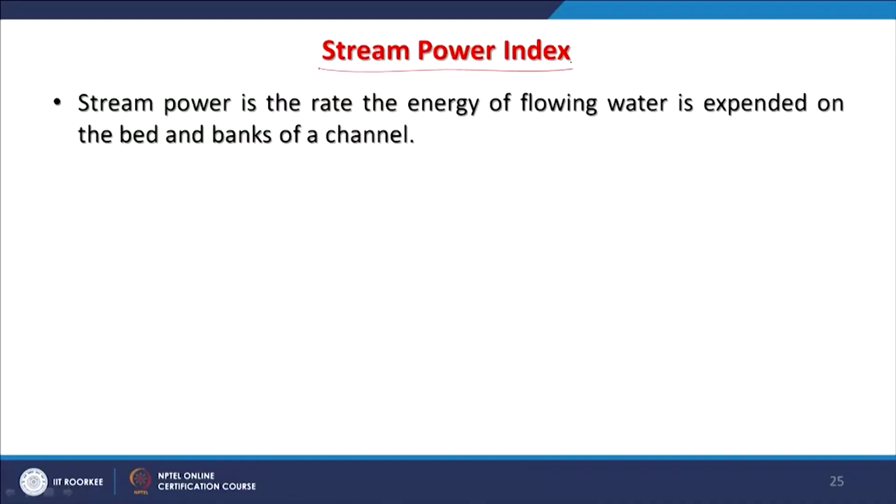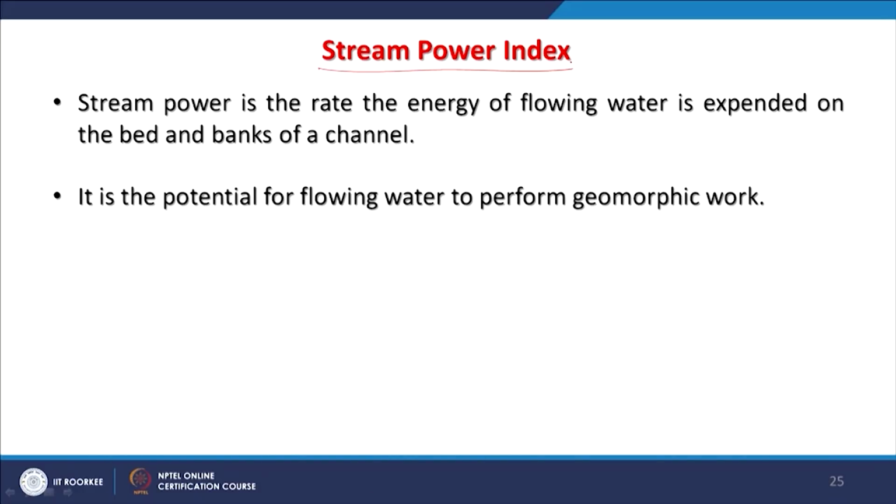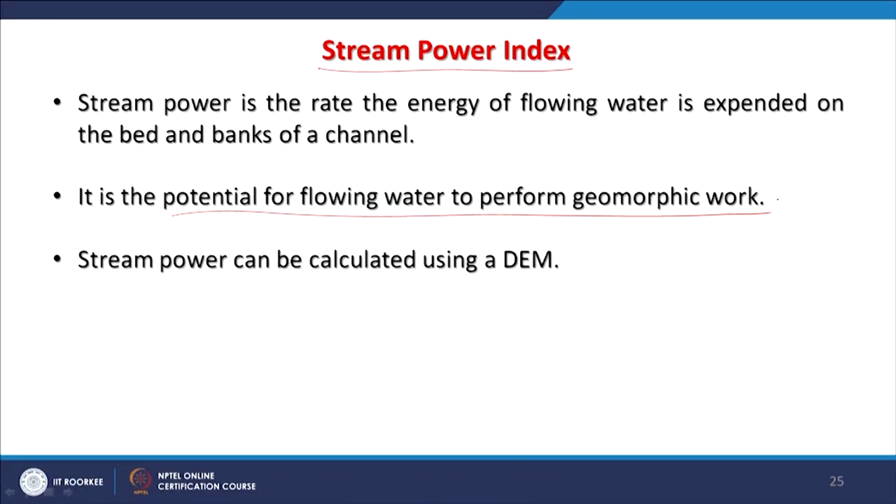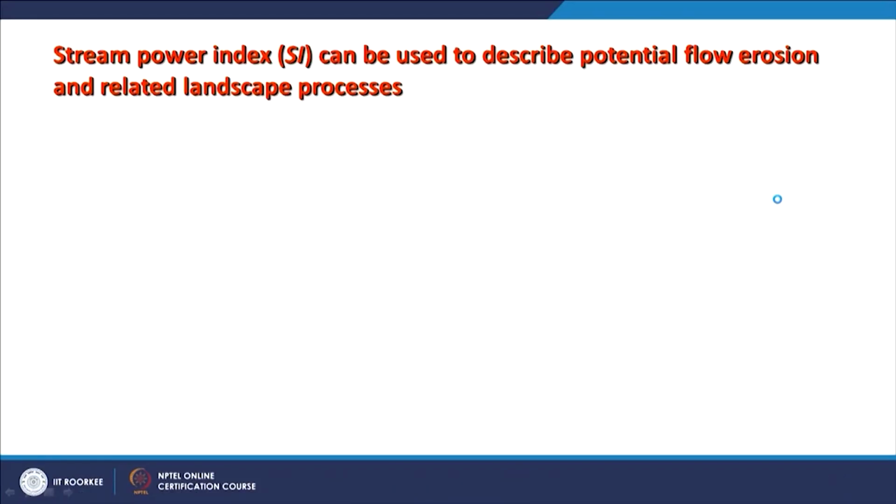Another product is the stream power index, which is the rate at which the energy of flowing water is exerted on the bed and banks of the channel. How powerful, what is going to be the velocity or power of flow along the stream or in the margins or in the banks, and it is the potential of flowing water to perform geomorphic work. Geomorphic work, the basic works being erosion and deposition, creates different landforms, and stream power can be calculated again using a digital elevation model. So, that is also one of the derivatives.